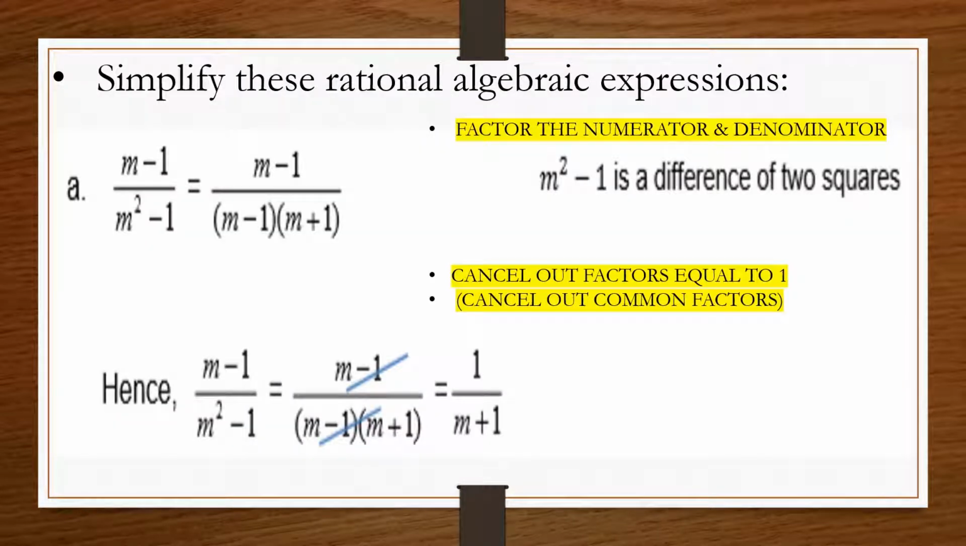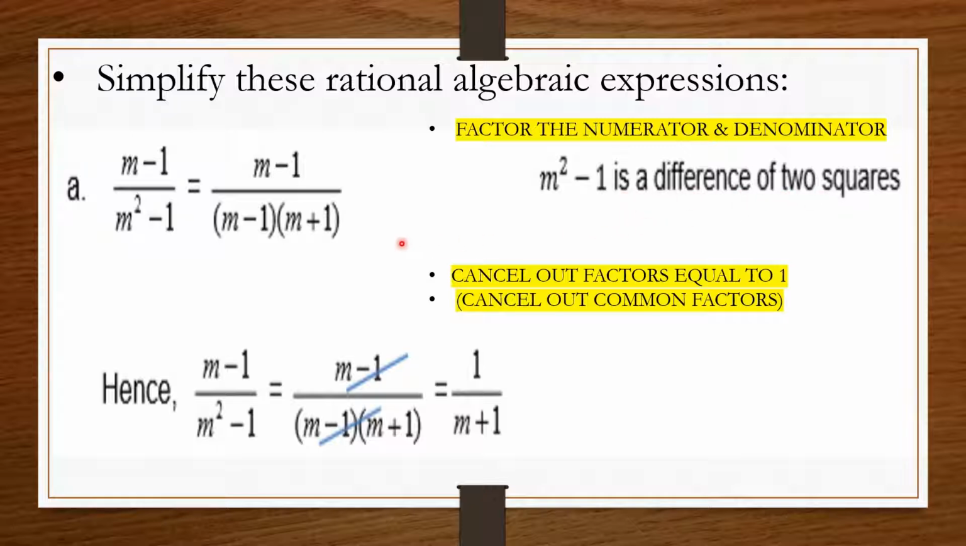Simplify these rational algebraic expressions. M minus 1 over m squared minus 1. Okay? Factor the numerator and denominator. If you look at the numerator, m minus 1 cannot be factored anymore, so you simply copy it. And the denominator, m squared minus 1, okay, is a difference of 2 squares.